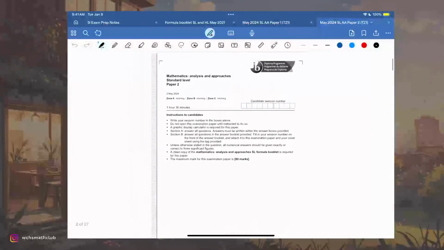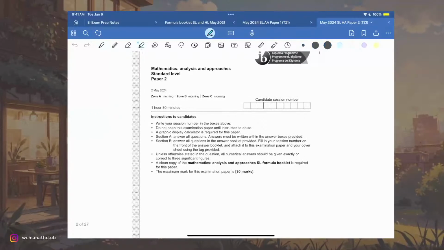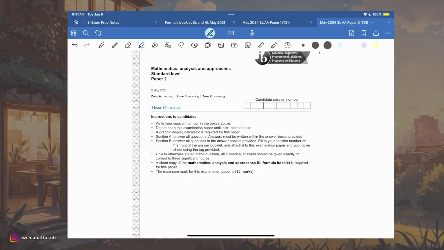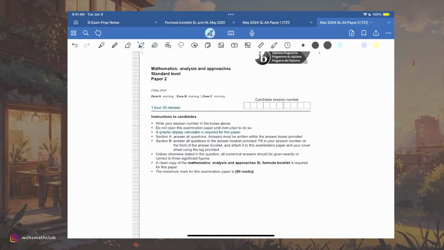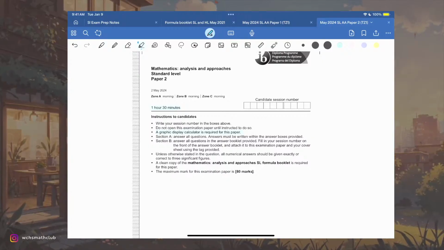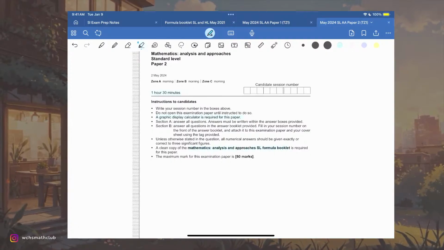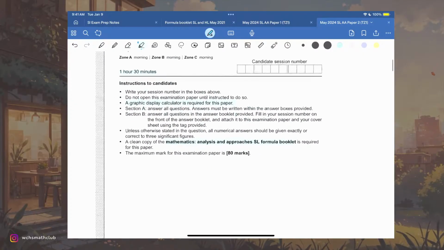Once again, we'll briefly look at the instructions. Same as paper 1, you have an hour and a half to complete this paper. Here you are allowed a calculator and it is required. Please use a calculator, because if you don't, you can't do this paper. Just as before, you have the SL formula booklet, and the maximum mark for this paper is also 80 marks.